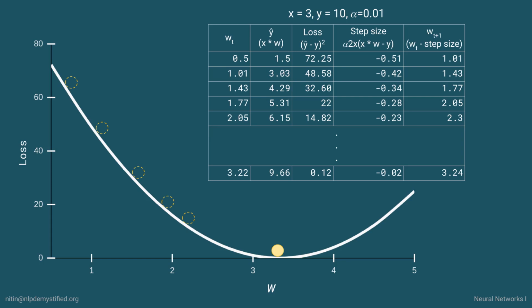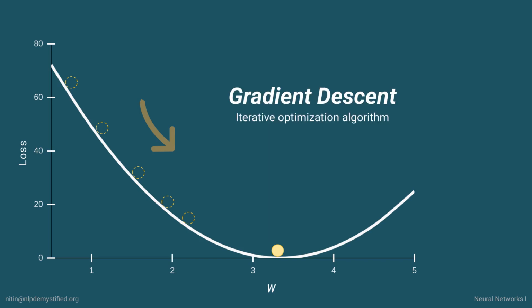What we've done here is started with a random w value and systematically calculated new w values, which led to an ever-decreasing loss. It's common in the literature to compare this process to a ball rolling down a hill, but formally it's called gradient descent. Gradient descent is a general algorithm for iterative optimization and isn't something specific to neural networks.